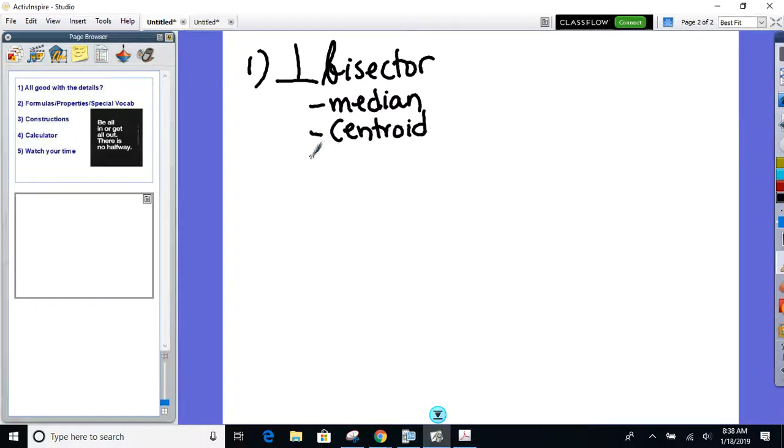This construction will also lead to, where are medians drawn to? Where are medians drawn to? Midpoint. So if I ask you to find the midpoint, that construction will do it. So that construction, as you can see, is pretty powerful. I got one more. Where do all 3 of these intersect at? Yeah, pretty powerful construction to know. And then what's built off it?